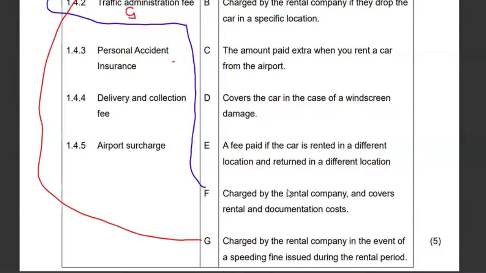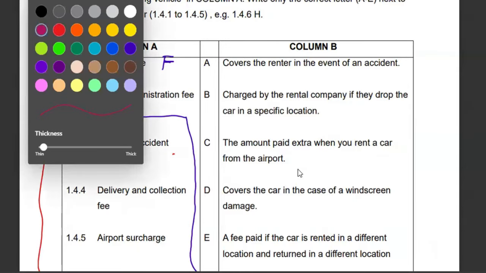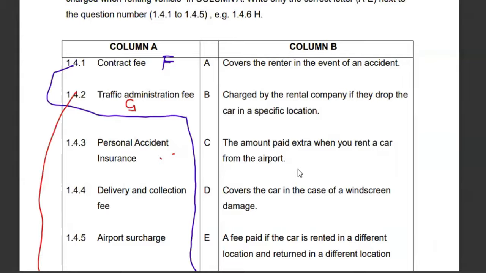Then personal accident insurance. Personal accident insurance actually covers the renter in the event of an accident. So personal accident insurance is represented by the letter A.